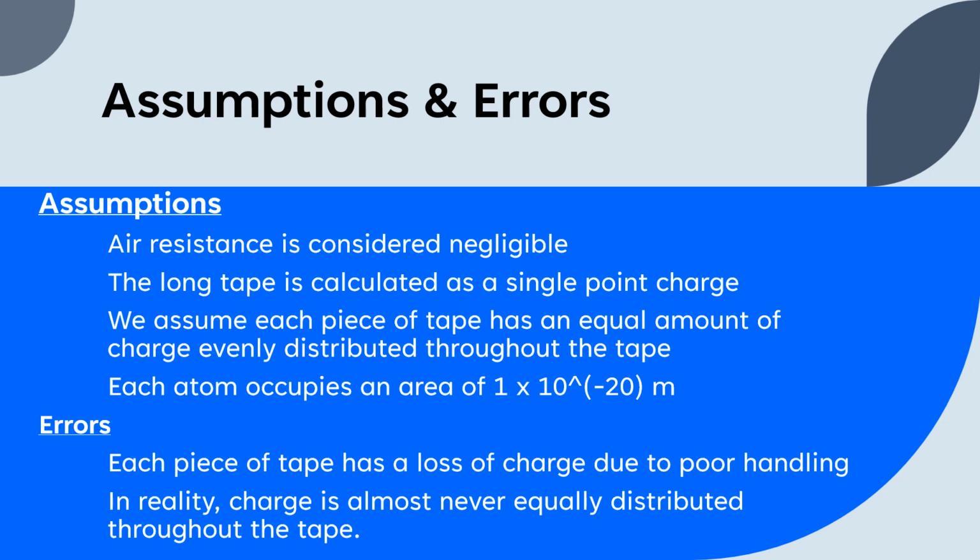Some errors that could have happened were that each piece of tape had a loss of charge due to poor handling. So this could have been once we ripped off the U-tape. And also in reality, charges are basically never equally distributed throughout the tape.